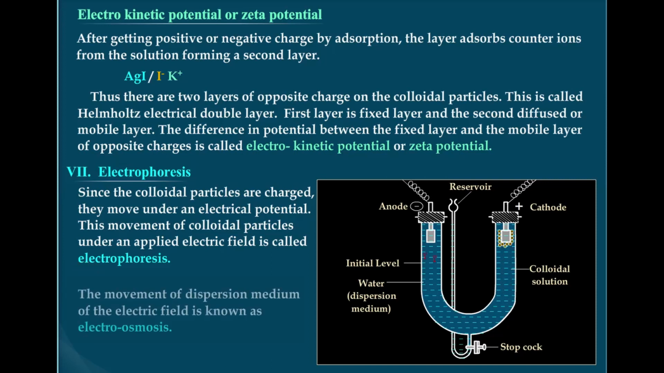The movement of dispersion medium under an applied electrical field is called electroosmosis. That is, when electrophoresis, that is movement of particles, is prevented by some suitable means, it is observed that the dispersion medium begins to move in an electric field. That is called electroosmosis. So here it is written, movement of dispersion medium.